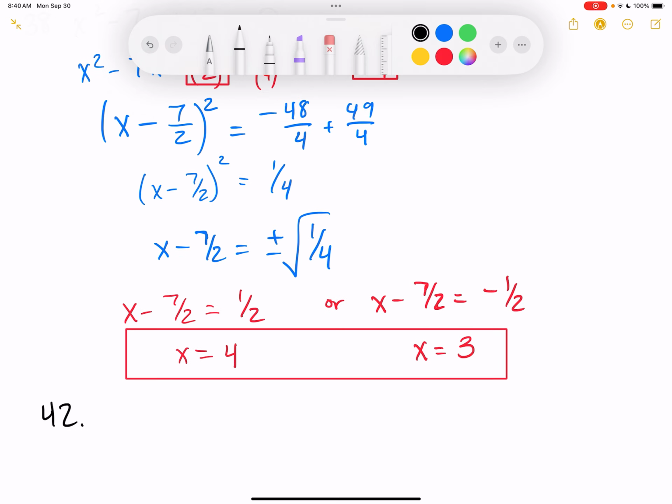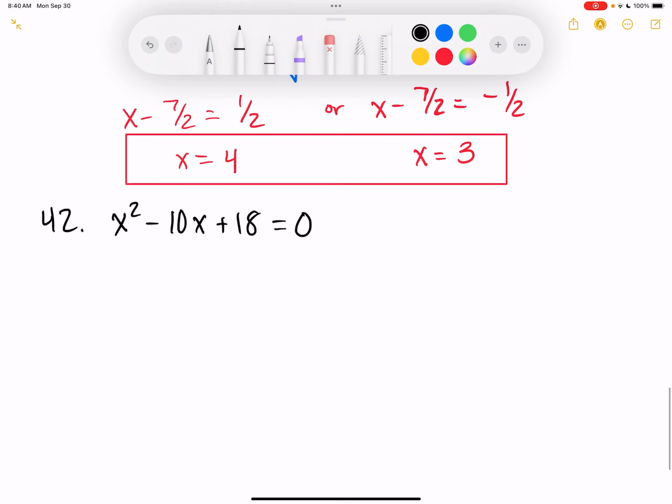x squared minus 10x plus 18 equals 0. So again, very possible that this one could be factored, but I have to complete the square. So I'm going to move this 18 over first, and I'm going to go ahead and add in my two boxes. So x squared minus 10x equals negative 18. I'm going to add a box on the left, add a box on the right.